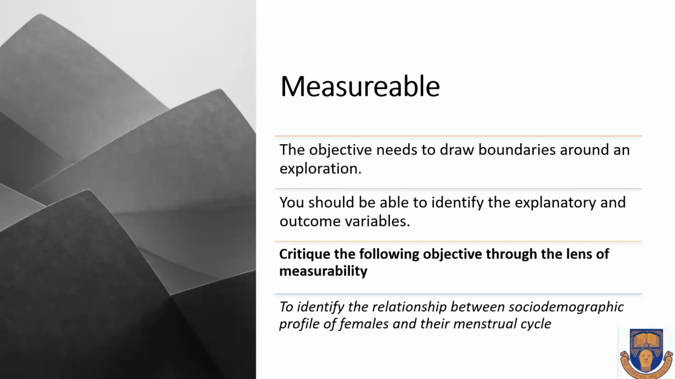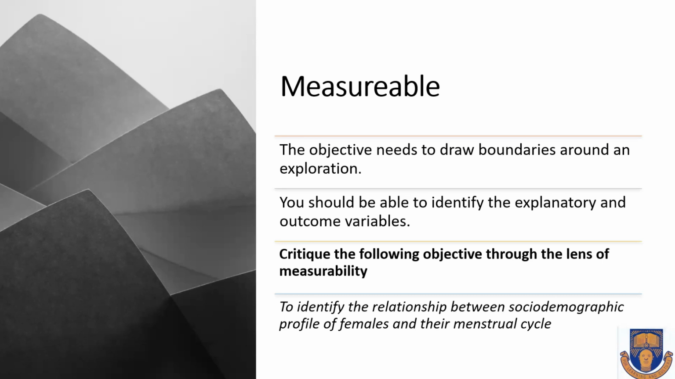I think the word relationship here is wrong. I think an association would have allowed us to actually know if these variables are measurable. Maybe using the word association between, not relationship specifically. Thank you very much. That's excellent, Tomiwa.